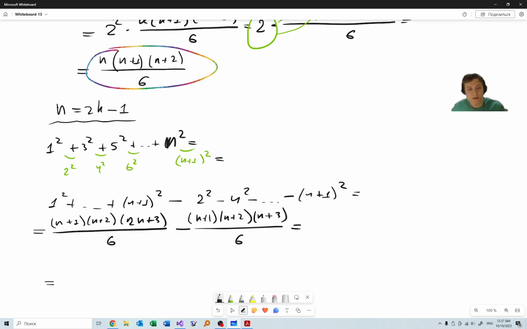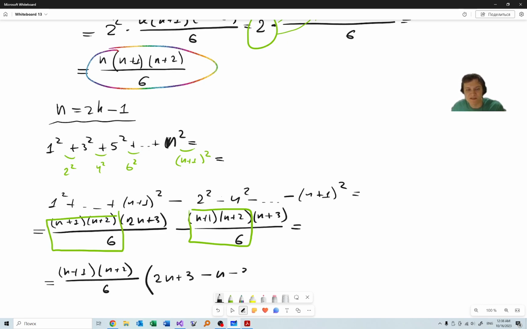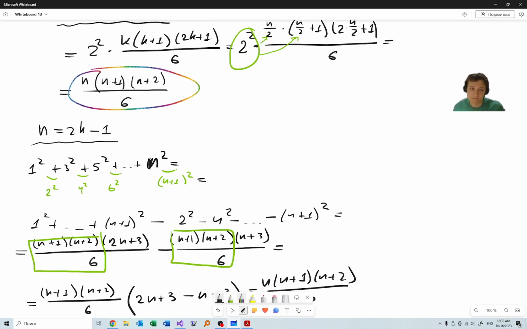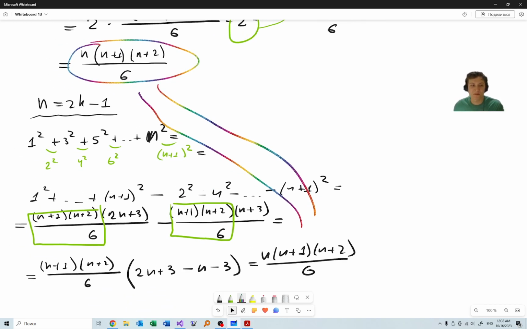Let's subtract it, and you can notice the common multiplicand. So let's group it. So in the parentheses we have 2n plus 3 and minus n plus 3. So this is just n. And we end up with n times n plus 1 times n plus 2 over 6. So funny enough, this is the same formula as here. So this is equal to this one. Yeah. So we can start with these two formulae.